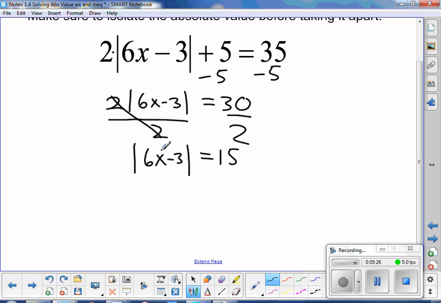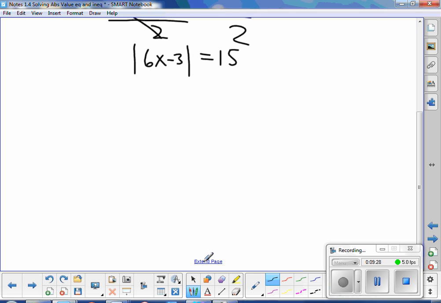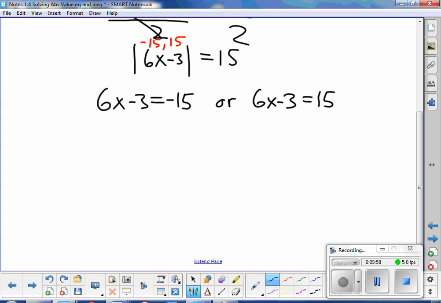All right, at this point, now we have an equation just like the ones we did on the other problem. I'm going to go through this kind of fast. So this stuff inside can either be a negative 15 or a positive 15. So what we're going to do is we take the stuff inside of the absolute value and say, okay, that expression, 6x minus 3, has to have a value of negative 15 in order for that to work, or the 6x minus 3 expression has to have a value of positive 15, because absolute value of positive 15 is 15 also. And then just solve out from there.